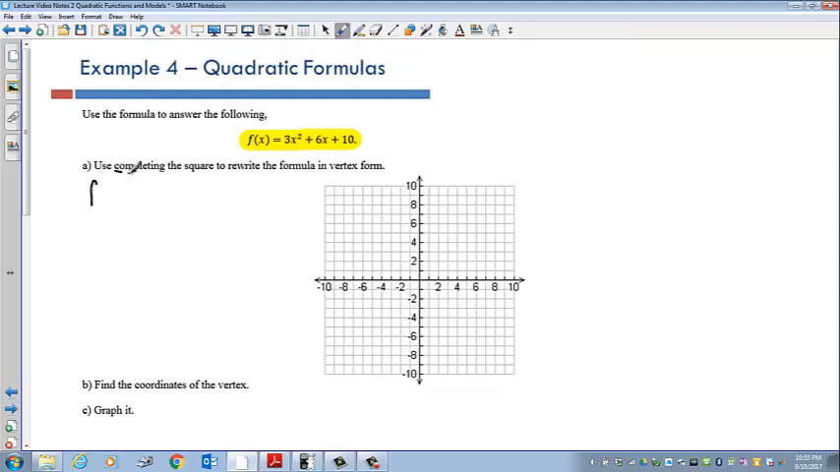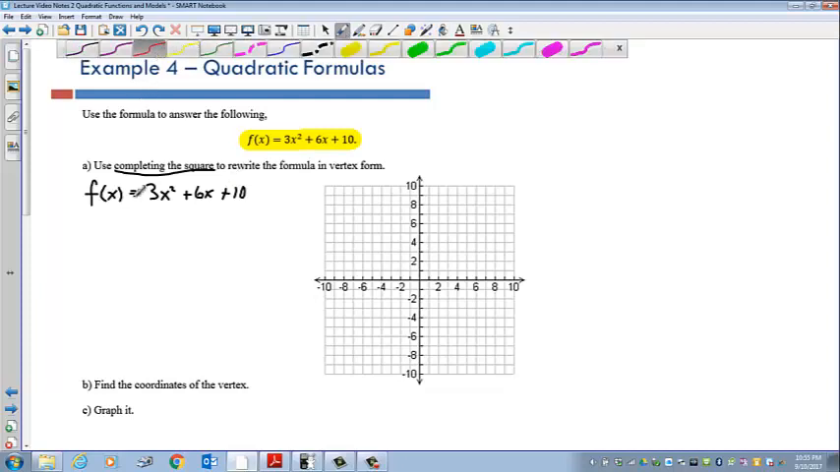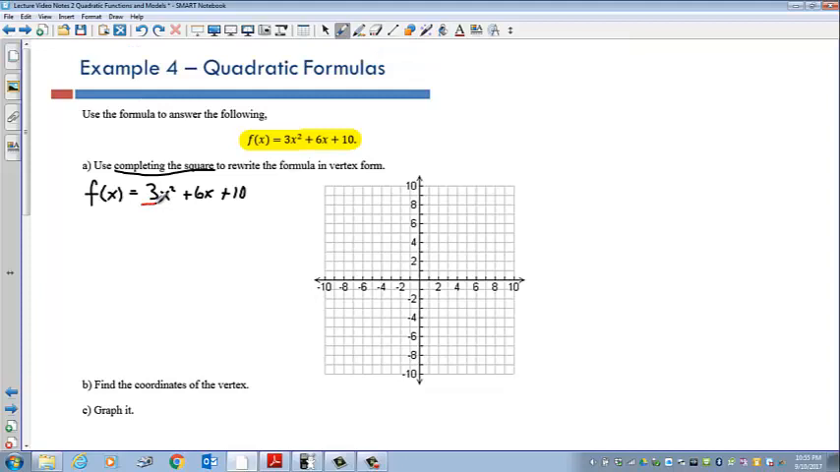So let's come down here. We want to use completing the square to rewrite the formula in vertex form. We can read off the vertex. But here, let's copy it down. So 3x squared plus 6x plus 10. Now we want to add half the middle term squared so we can complete the square, but it's not going to work on this problem. And again, the reason it's not going to work is because the leading coefficient is not 1. It's actually 3. So somehow we have to get rid of that 3.